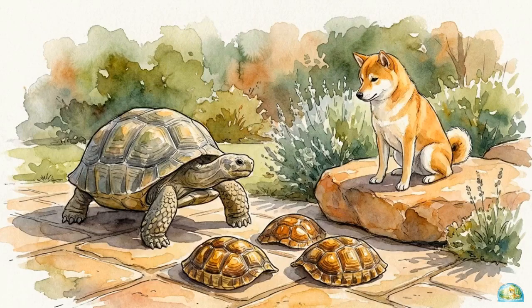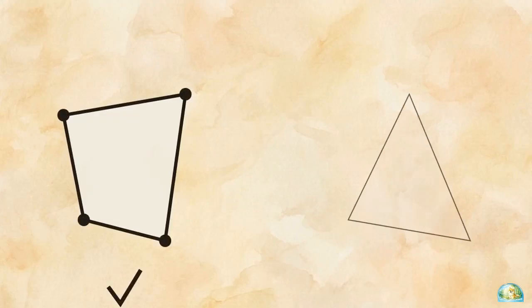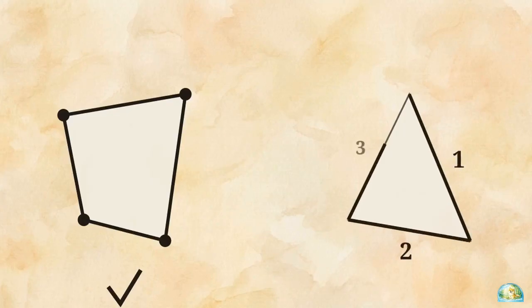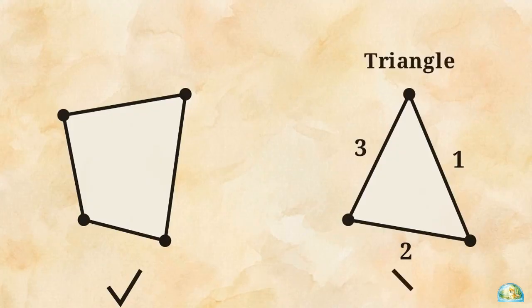Let's apply that rule. Juniper has 3 shell patches in front of her, and she needs to sort them using Sheba's simple filter. Look at the first patch. It has 4 straight sides and 4 corners. It passes. The second patch looks different. Counting the edges gives us 1, 2, 3 straight sides and 3 corners. This is a triangle, which means it fails the test.